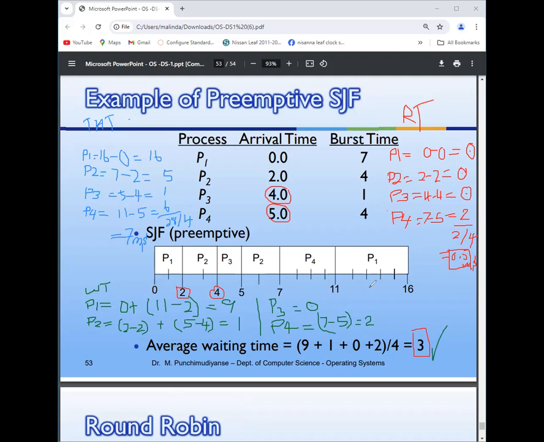Now, do you understand the difference between the response time and the waiting time and how I did this calculation? Did you get the understanding? Yes, sir. Yes. Yes. Right.